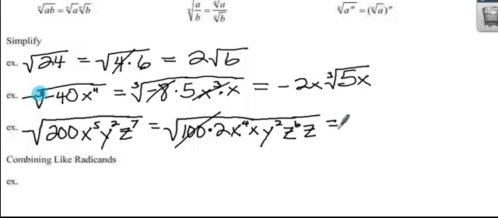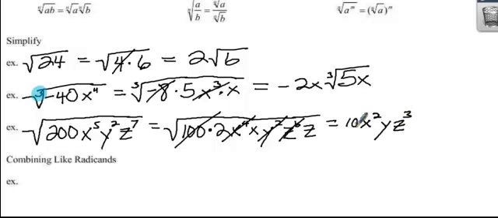So square root of 100 is 10. Whoops, 10. Square root of 2, I can't really do anything with that, so I skip it. X to the 4th becomes x squared. Y squared becomes y. Z to the 6th becomes z cubed. And this z I skip.